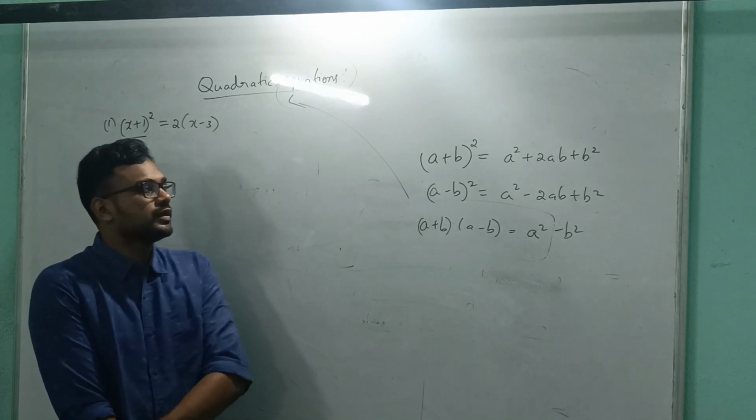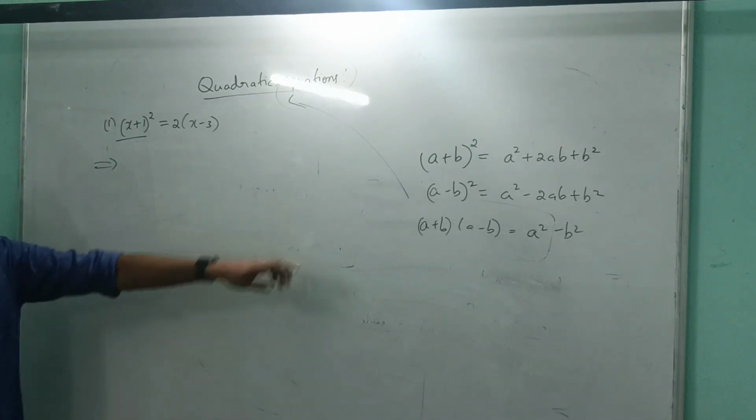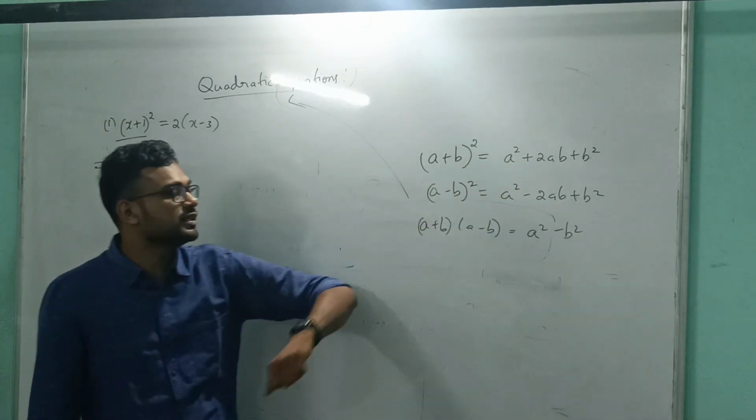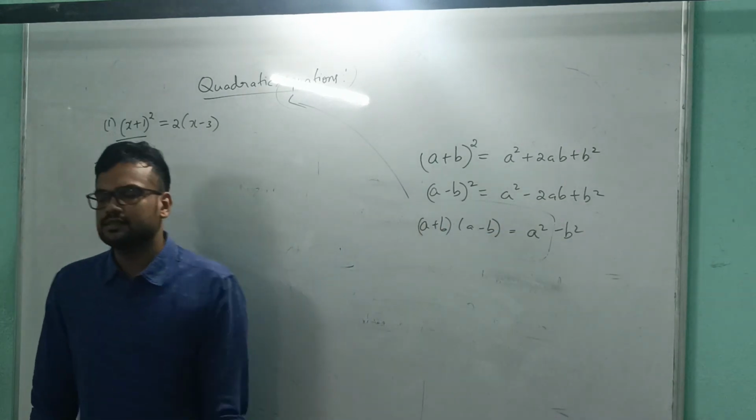(a plus b) whole square is equal to a square plus 2ab plus b square. (a minus b) whole square is equal to a square minus 2ab plus b square. (a plus b) into (a minus b) is a square minus b square.